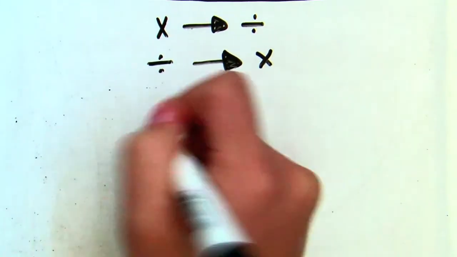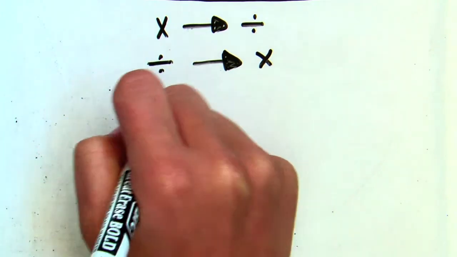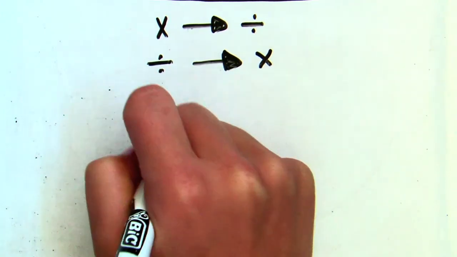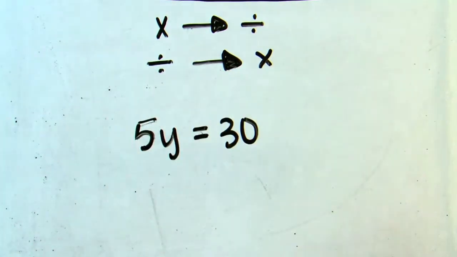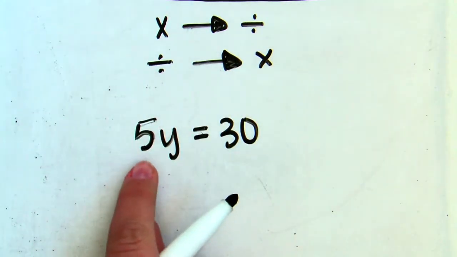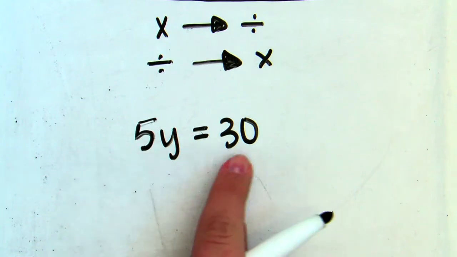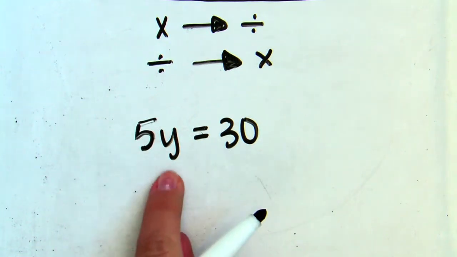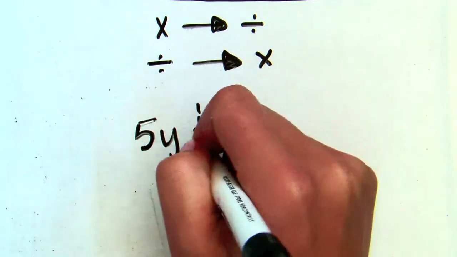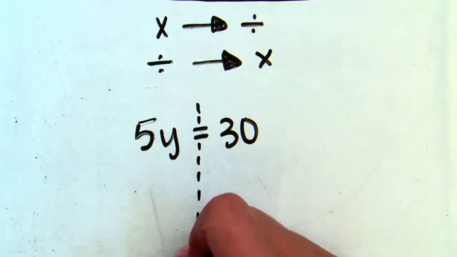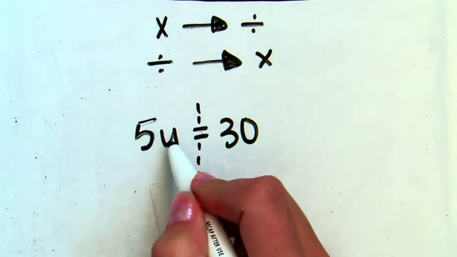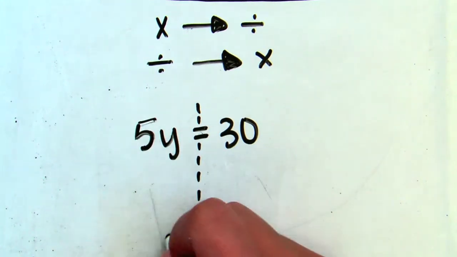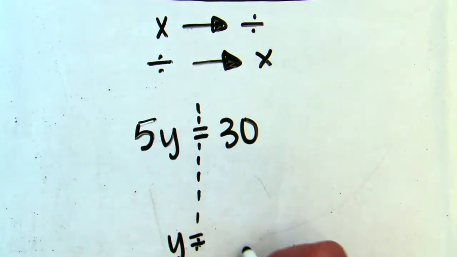So let's take an example. What if we had 5 times y equals 30? Well, we know that the only thing you can multiply times 5 to get 30 is going to be 6. But we need to actually follow our steps and show our work. So 5 is being multiplied by y, and we want to get y alone. We want to end up with y equals some number.